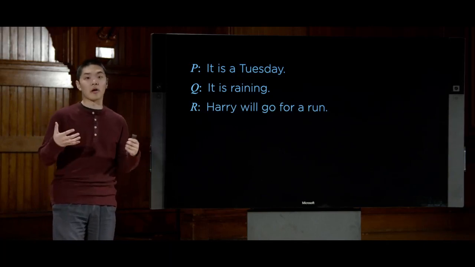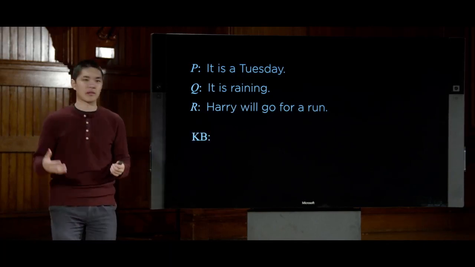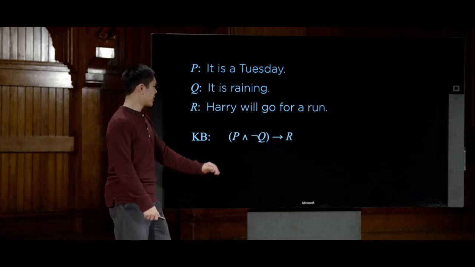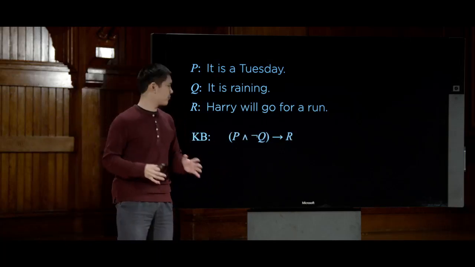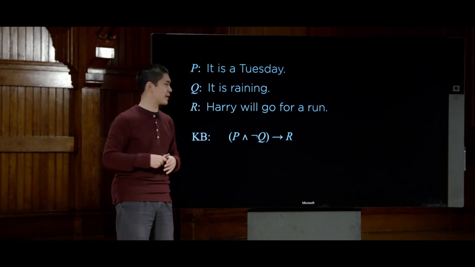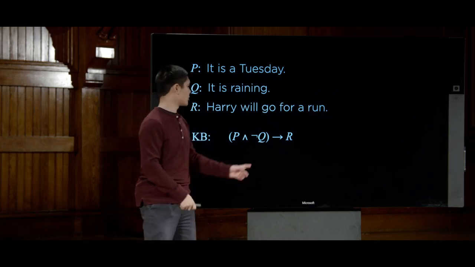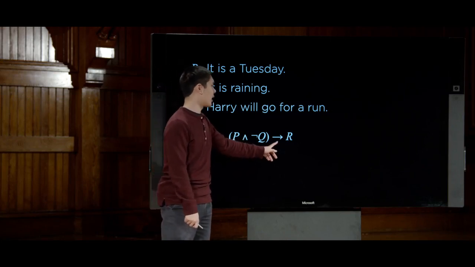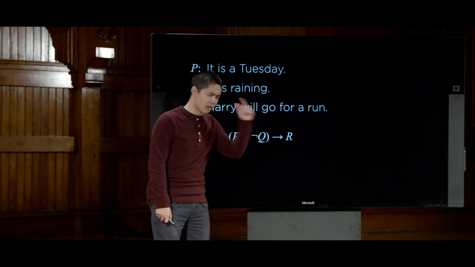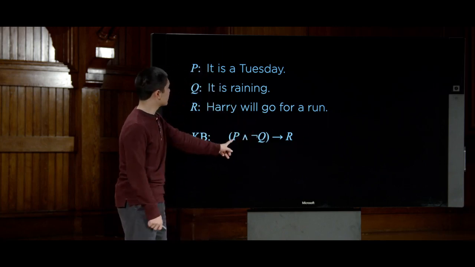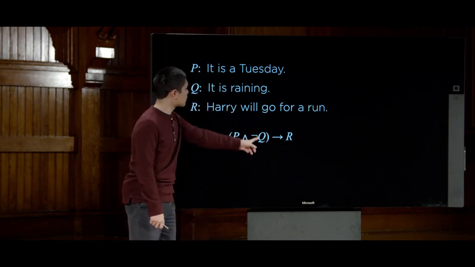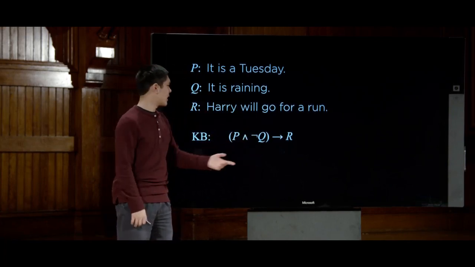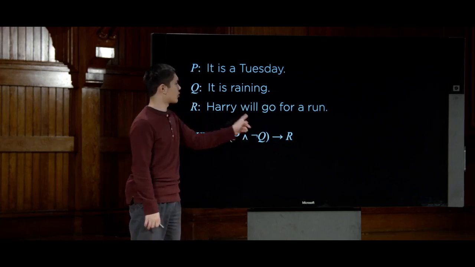Now, we'll give ourselves, or an AI, access to a knowledge base, abbreviated to KB, the knowledge that we know about the world. We know this statement. All right, so let's try to parse it. The parentheses here are just used for precedence, so we can see what associates with what. But you would read this as P and not Q implies R. All right, so what does that mean? Let's put it piece by piece. P is it is a Tuesday. Q is it is raining. So not Q is it is not raining. And implies R is Harry will go for a run.